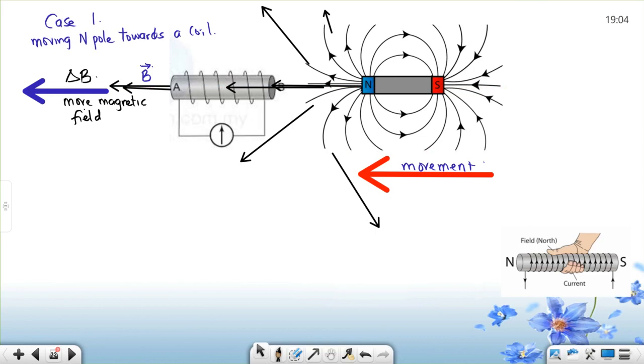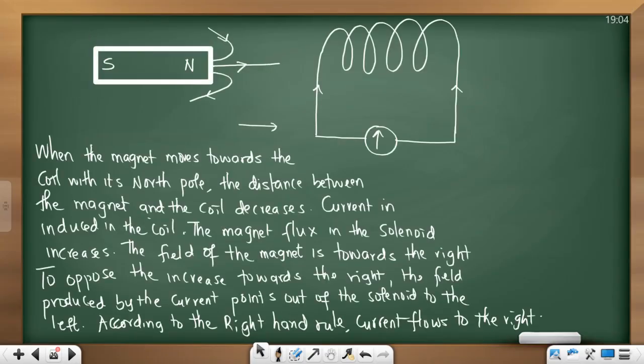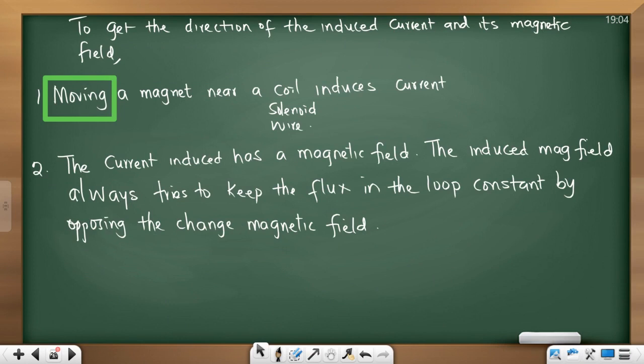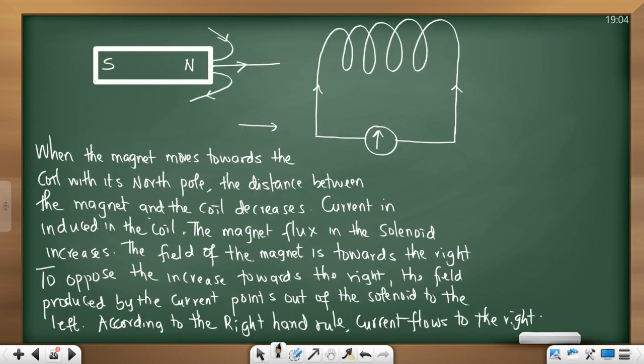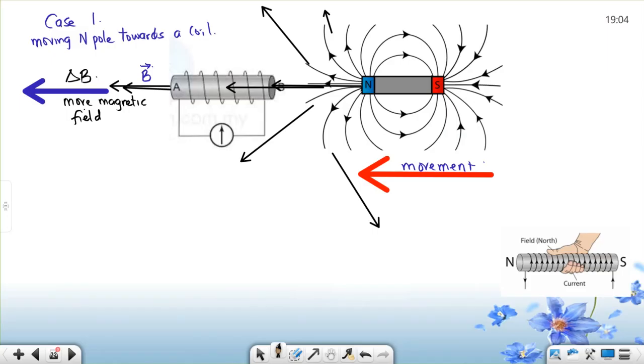But what are we aiming to do? Go back to point number 2. We aim to keep the field in the loop constant. So our aim will be now, we have to counter that change. Remember, there's already current produced in the coil. The aim is to counter.